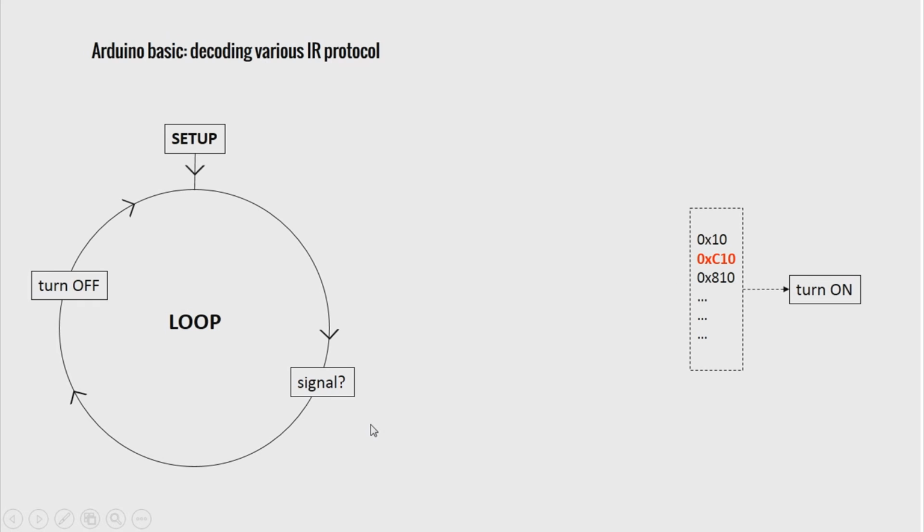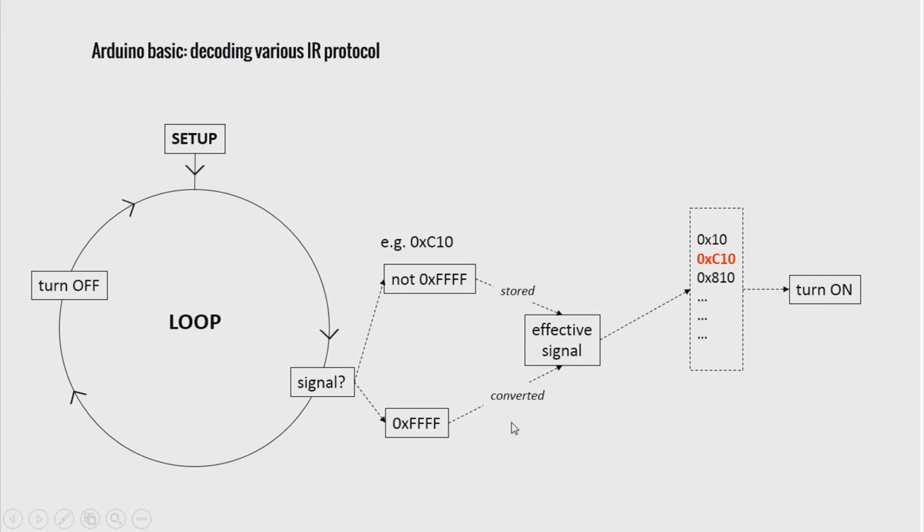For the NEC, however, we need an additional step. If the incoming signal is not FFFF, we store the value. For example here, 0xC10. But if the signal is FFFF, then change it into the last saved value, which is 0xC10 in this example. After this process, everything else is the same.